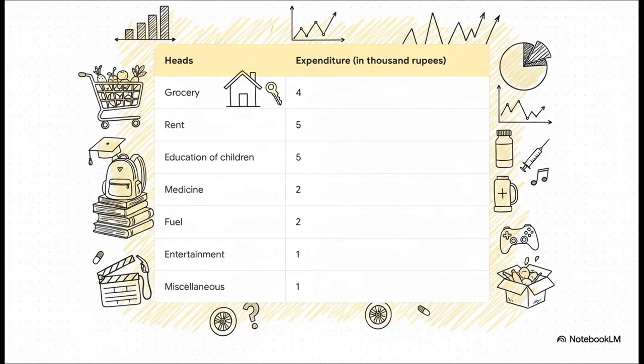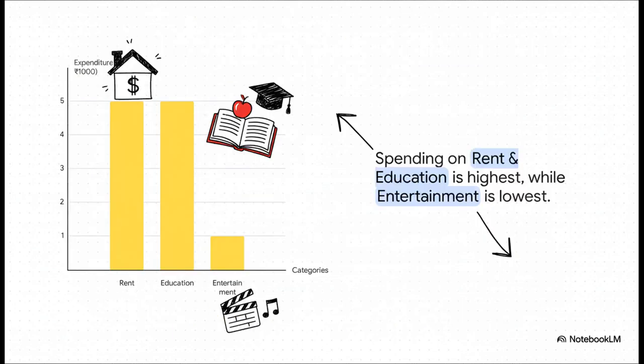So let's take this simple example of a family's monthly kharcha, or expenses, right from your textbook. We've got different headings like grocery, rent, and how many thousand rupees they spend on each. And look at that! This brilliantly illustrates the data. See how easy it is to tell that the spending on rent and education is the highest? Your eyes just go right to the tallest bars. So much easier than reading that table, isn't it?